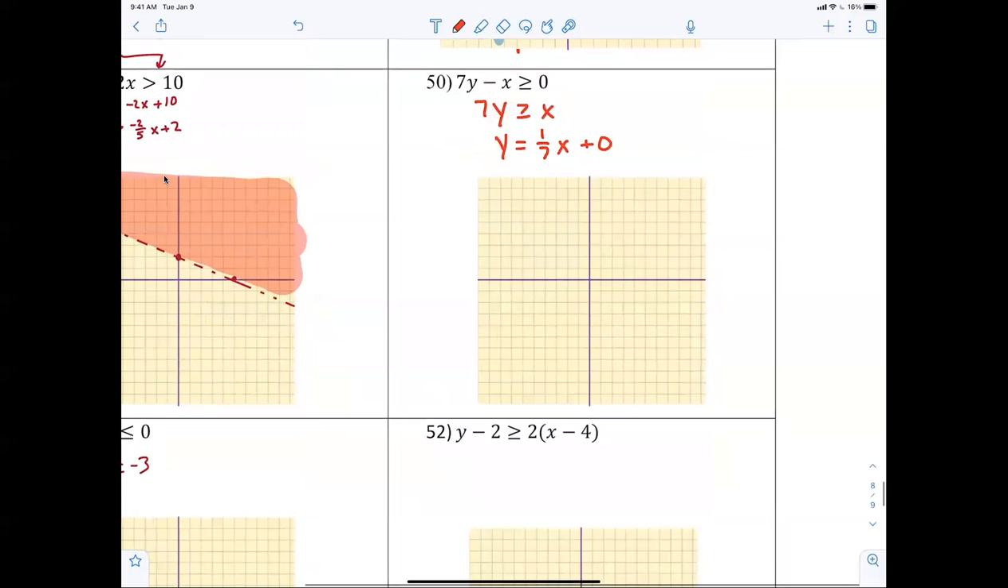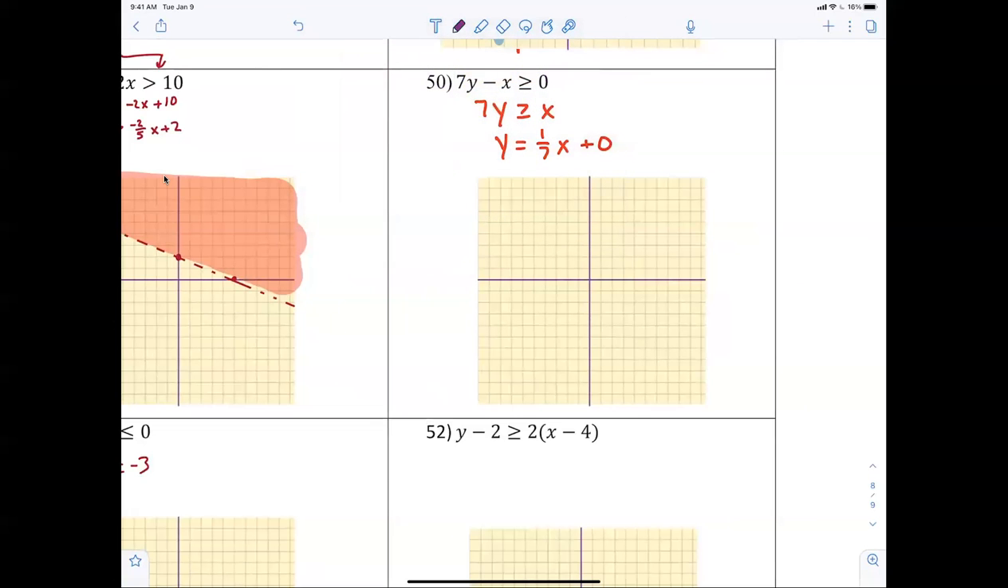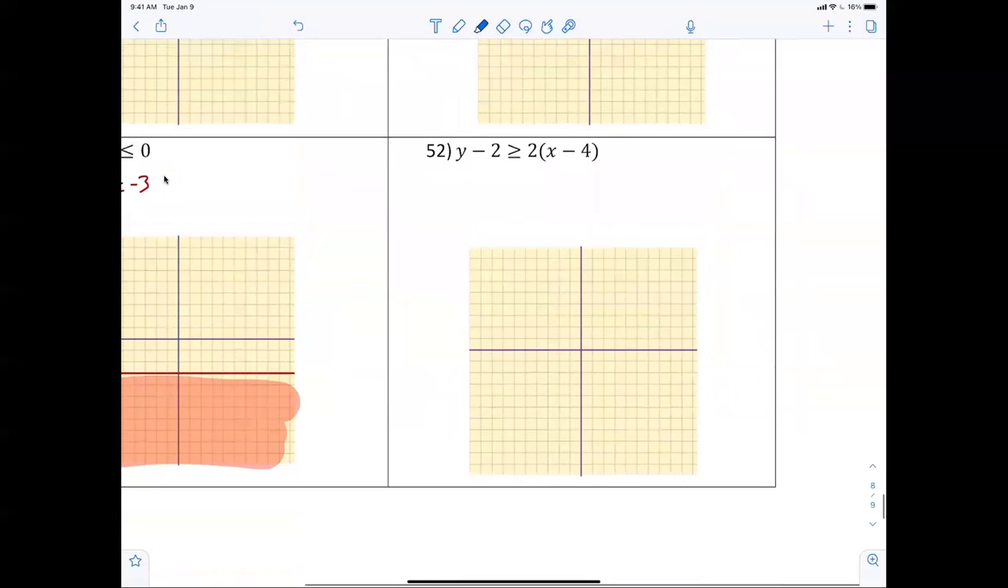All right. So here, how do we graph? Start at 0. Thank you, sir. Up 1, 1, 2, 3, 4, 5, 6, 7. Beautiful. Let me draw that line. And then, of course, we shade. Where are we shading? Up. Above. Anybody have any issues?